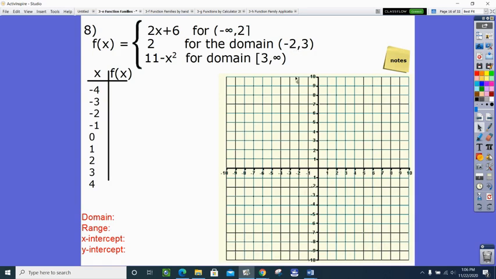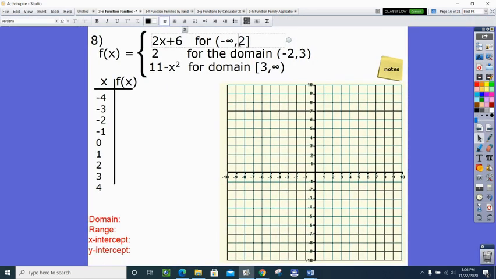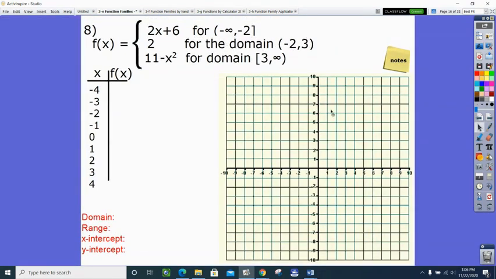For all numbers, actually that's supposed to be -2. I had fixed it and I just realized that that didn't happen on this slide. So all the numbers up to -2, we're going to use the top function. Between -2 and 3 inputs, we use the middle function. And for 3, inclusively and greater, we use the bottom function.